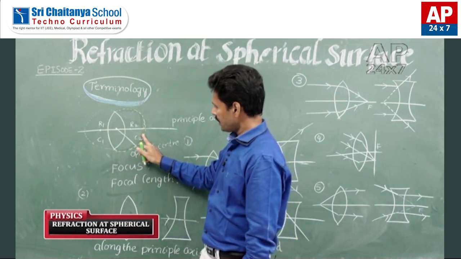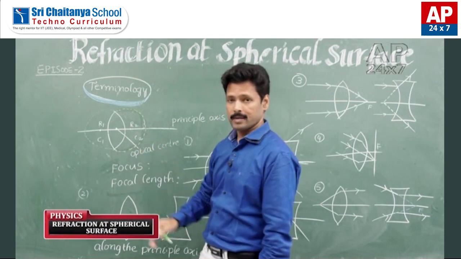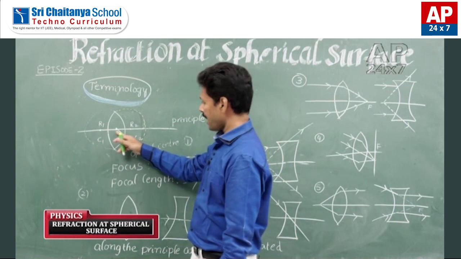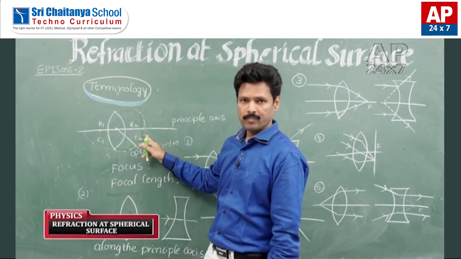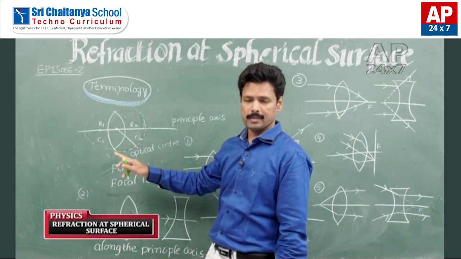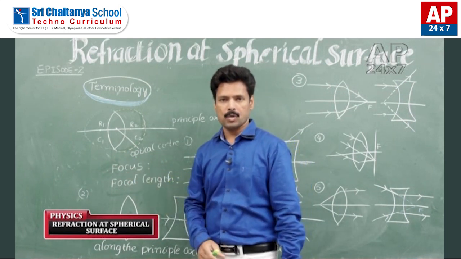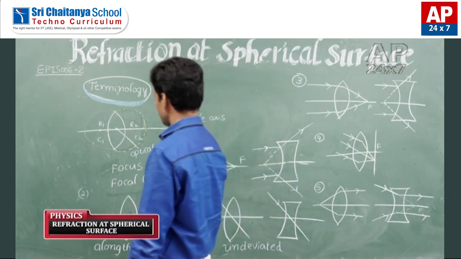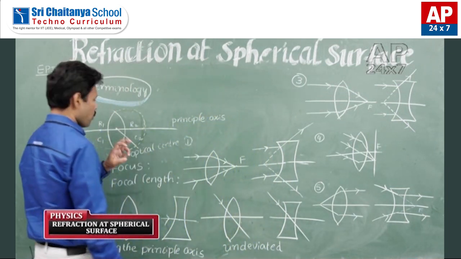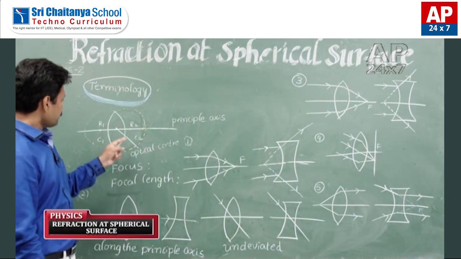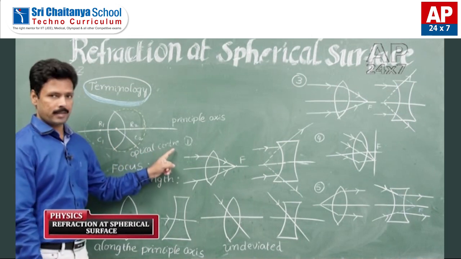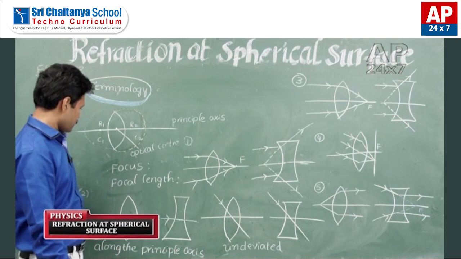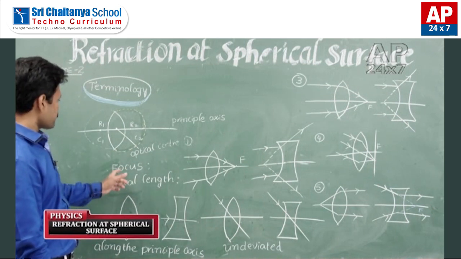Now in this, the line joining the two centers of curvature is called the principal axis. What is that? It is the line joining the centers of curvature, called the principal axis. And the midpoint of C1 and C2 is called the optical center. What is that? Optical center. Right. Now we define what is focus.